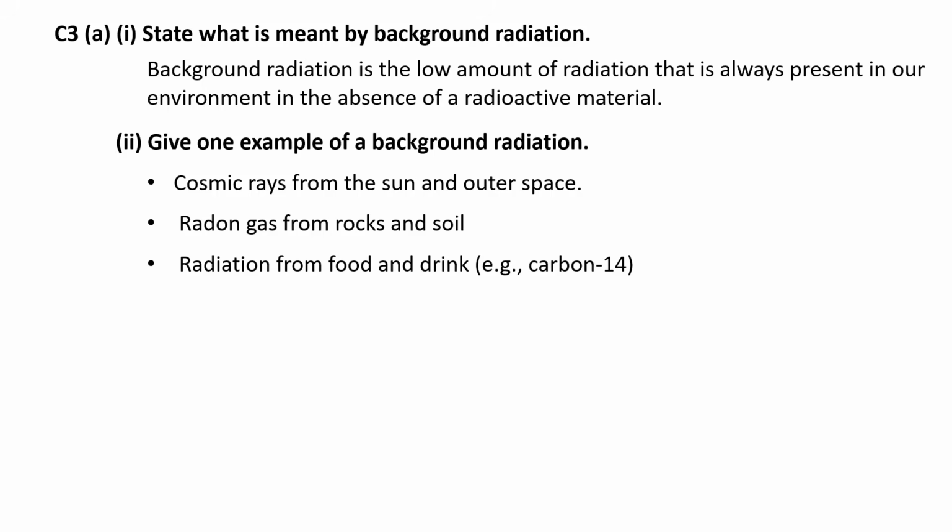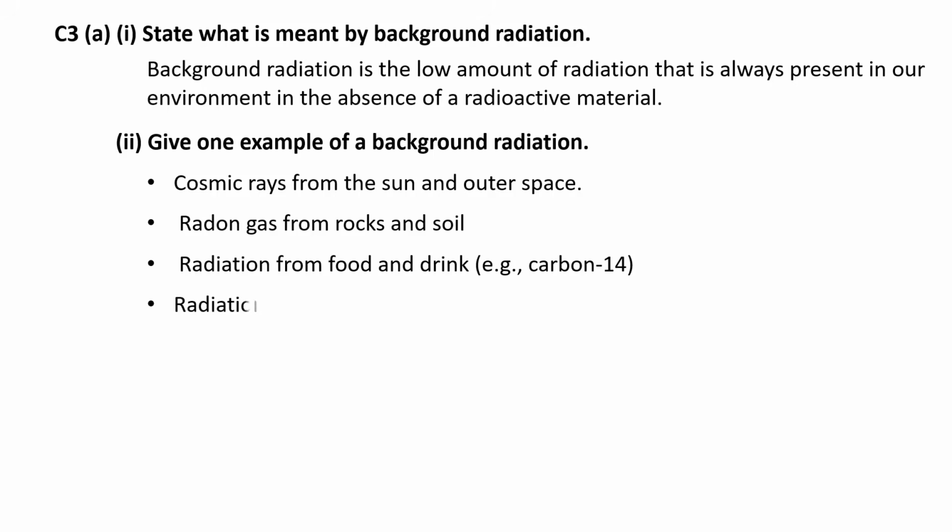Then radiation from food and drink. Food that we eat and some drinks contain radiation. For example, radiation comes from carbon 14. Though the radiation is low because the half-life for carbon 14 is quite a long one, so it releases low-level radiation.